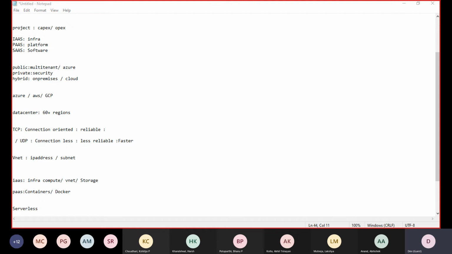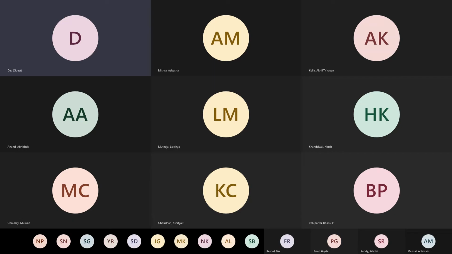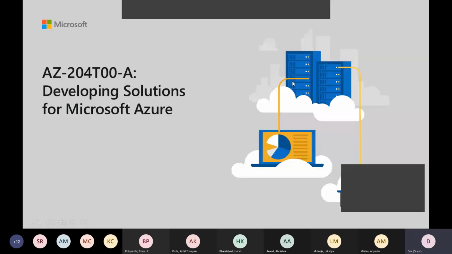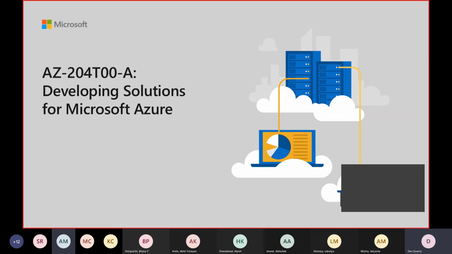I'm sharing my screen again, the PPT. Just let me know once it is visible. Is it visible now? No, we can still see the notepad screen. One minute, I'm resharing it. Now? Yes, it is visible. Okay.